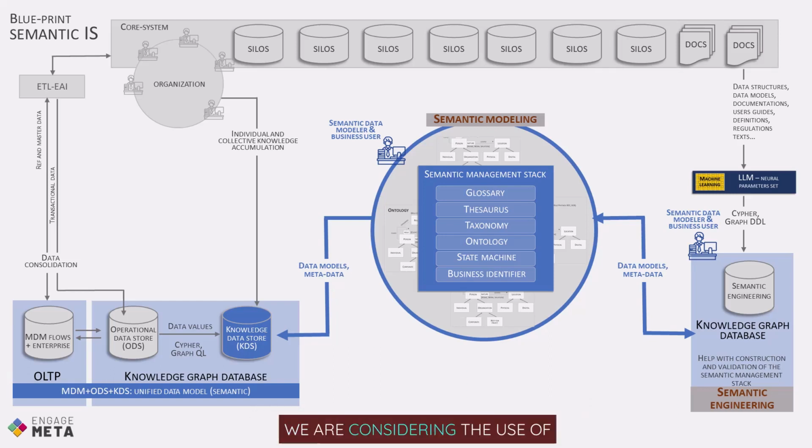In this example, we are considering the use of a knowledge graph database. Finally, the knowledge data store, or KDS, which contains all the semantic material generated during the modeling process. It is also used to collect individual and collective knowledge, namely unstructured data such as text, voice, and video, which is linked to the ontology to accumulate knowledge in a unified manner.